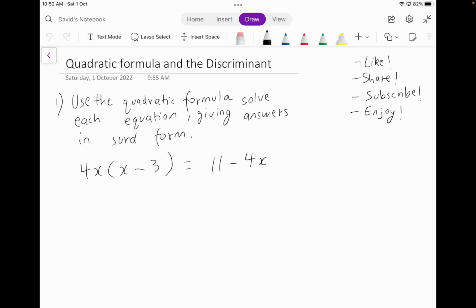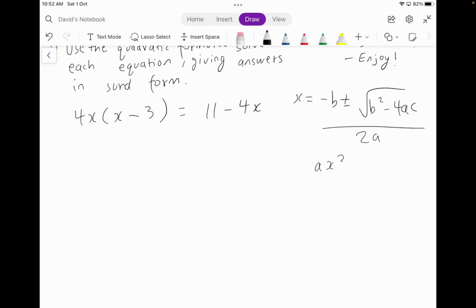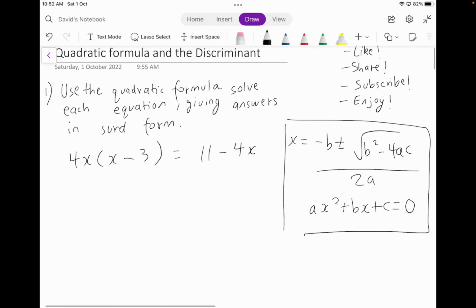The quadratic formula is usually given in the formula sheet for the IGCSE, and in A levels it would be better for you to know it by heart. So the quadratic formula is x is equal to minus b plus or minus the square root of b squared minus 4ac, all divided by 2a. And you have to use the formula ax squared plus bx plus c is equal to 0 as well. This is one important tip: you have to use these two formulas when dealing with the quadratic formula and the discriminant.